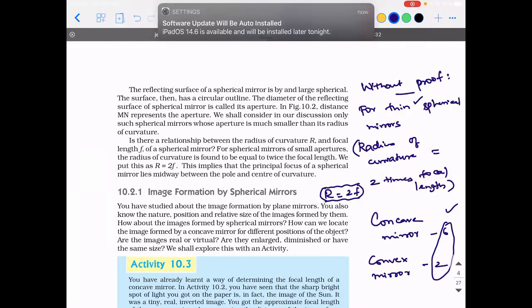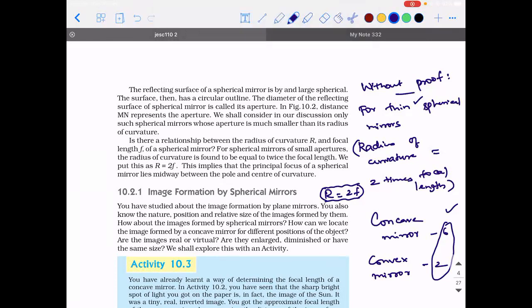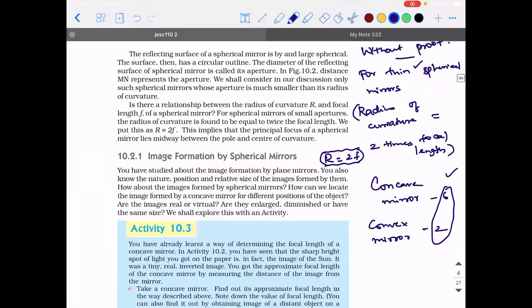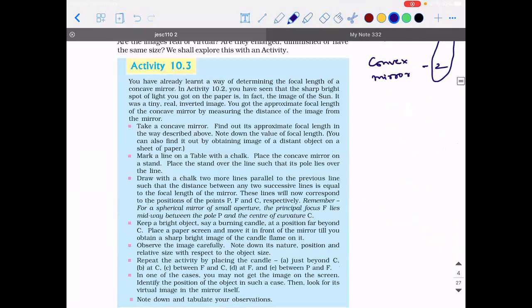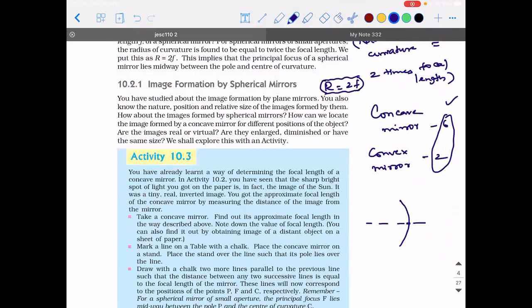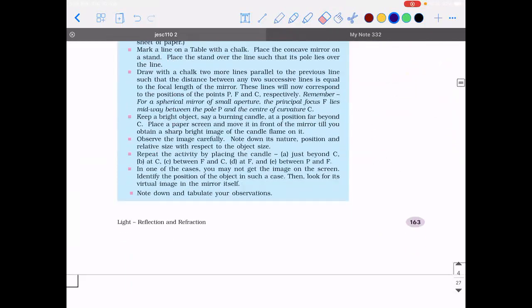So what I'm trying to say is, the focal point is exactly the midpoint of the pole and the center of curvature. So when you take any kind of spherical mirror, you have a pole, you have focus, and you have the center of curvature. Focus is the midpoint of pole and the center of curvature. Okay. So keeping all these points in mind, let's start the ray diagrams.